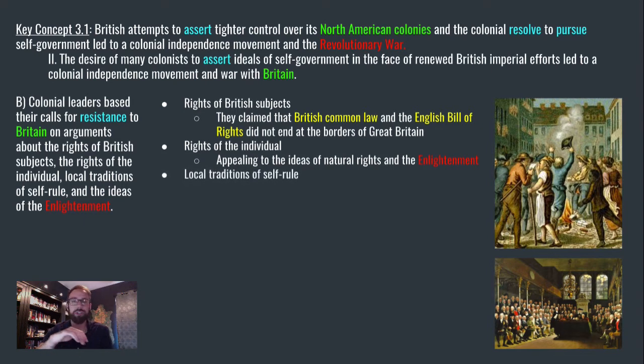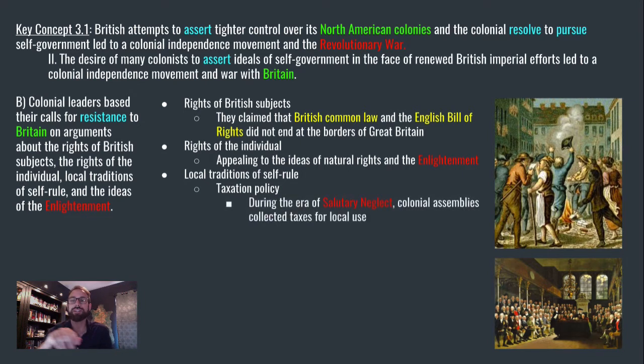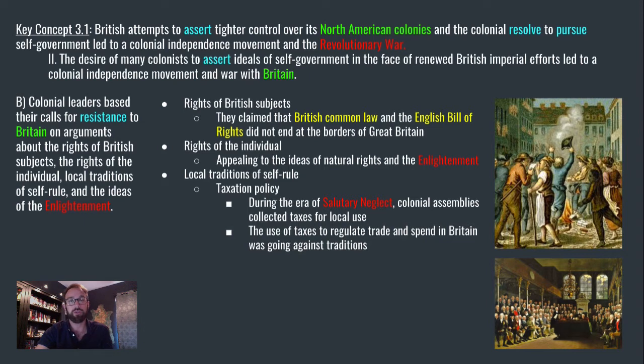So there were past traditions of self-rule. One of them had to do with taxation. During salutary neglect, colonial assemblies made and collected the taxes for local use. And like I said, colonists were okay with that. Now, the shift with all these taxes, when we think about the Stamp Act, the Sugar Act, the Currency Act, the Townshend Acts, all these different ones that came about, those taxes were regulating trade. So even more telling the colonists what they could and could not do, and the revenue from these taxes was being spent in Britain to pay off the debt from the French and Indian War.